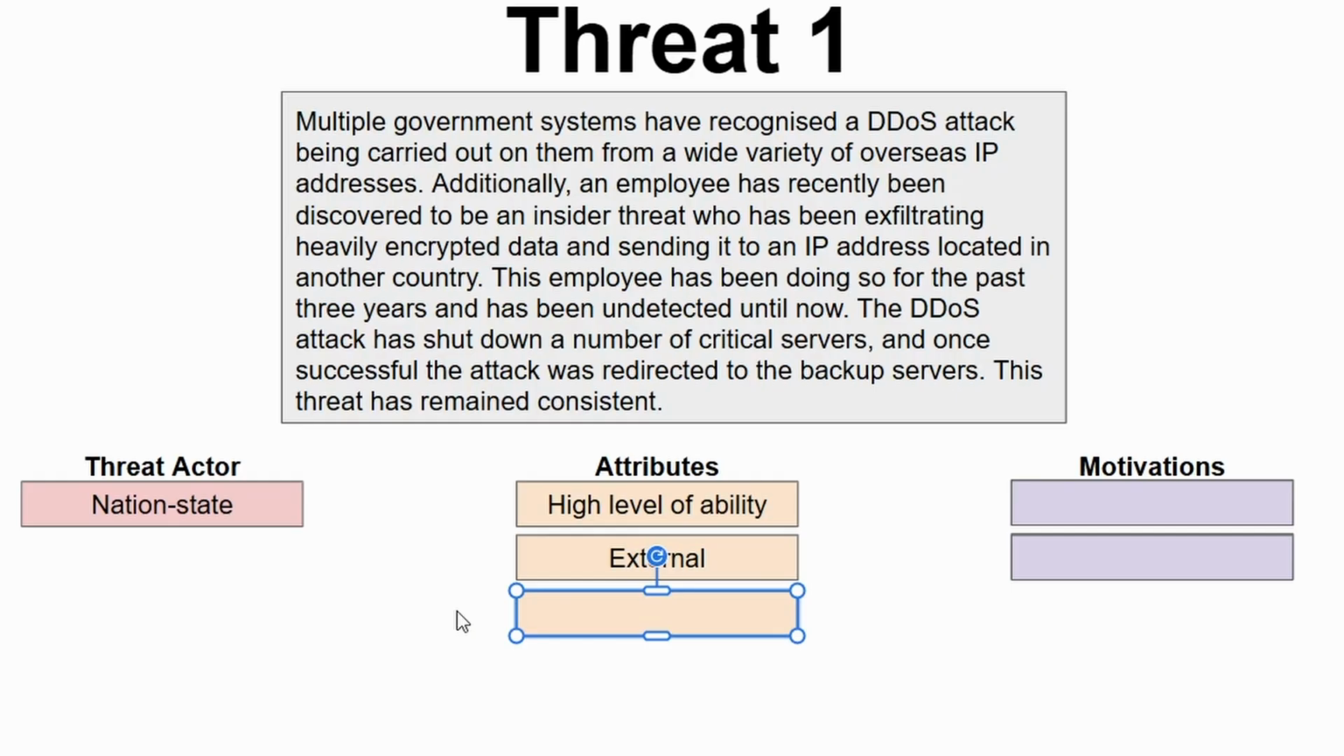And the last one is going to be a high level of funding. All of this requires a high level of funding, particularly for nation states. Generally, they have a lot of money to throw at you, and it's going to be the most amount of money that any of these potential threats have to throw at you.